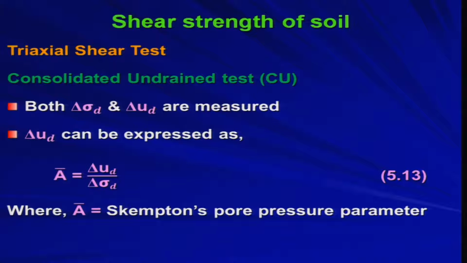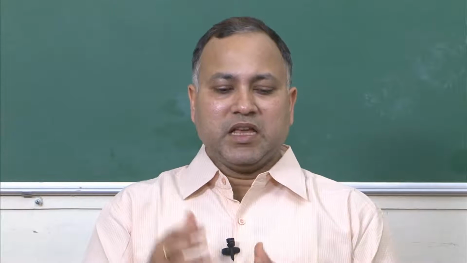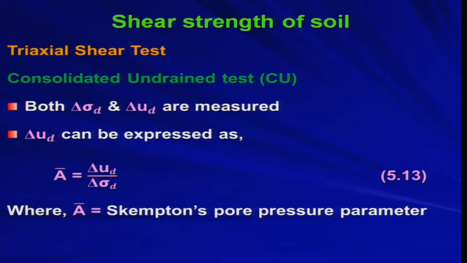So, that is delta ud, which is nothing but the pore pressure enhancement, or the increase of pore pressure inside the specimen due to the application of delta sigma d, and of course, delta sigma d you are gradually applying in the specimen, right, where A bar is known as Skempton's pore pressure parameter. Another Skempton pore pressure parameter you covered or discussed when we were discussing the CD test.